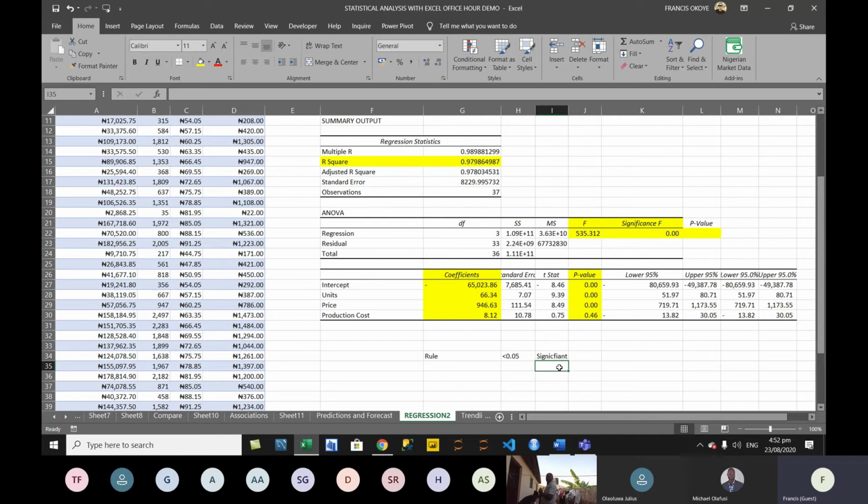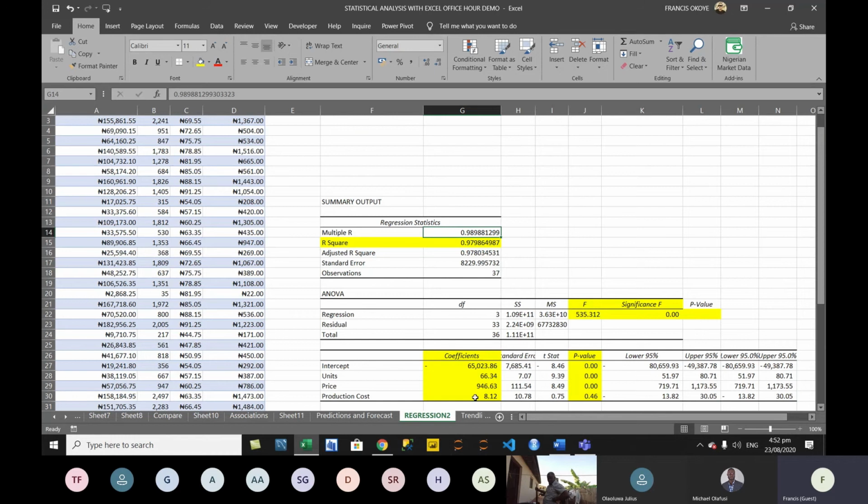Now, your error square, what is error square simply telling you? To what extent do all these variables explain? So it's just like what makes a man happy. So for example, if it is money and women, then we can interpret this 97% that money and women account for 97% of a man's happiness. Okay, which means only 3% is left to other factors. Those other factors are usually captured by what we call the error term.